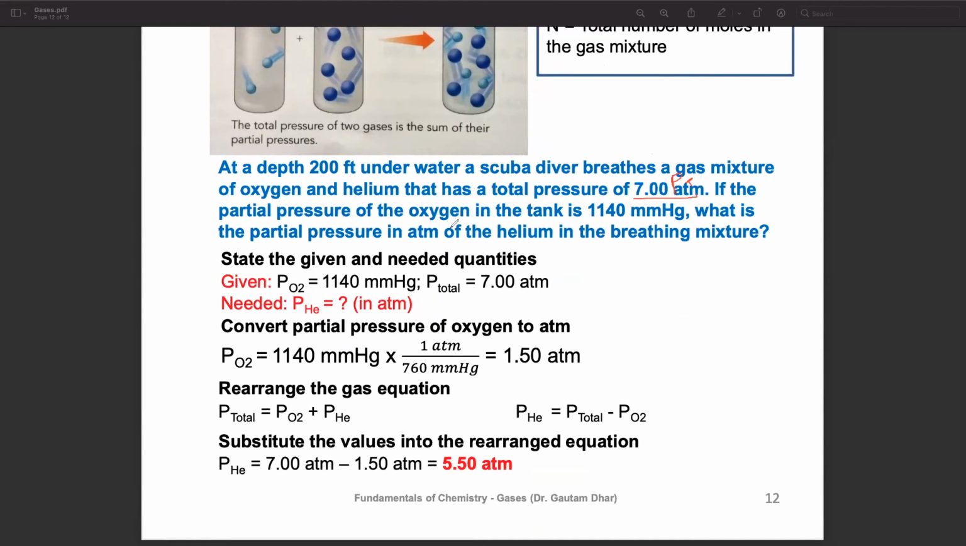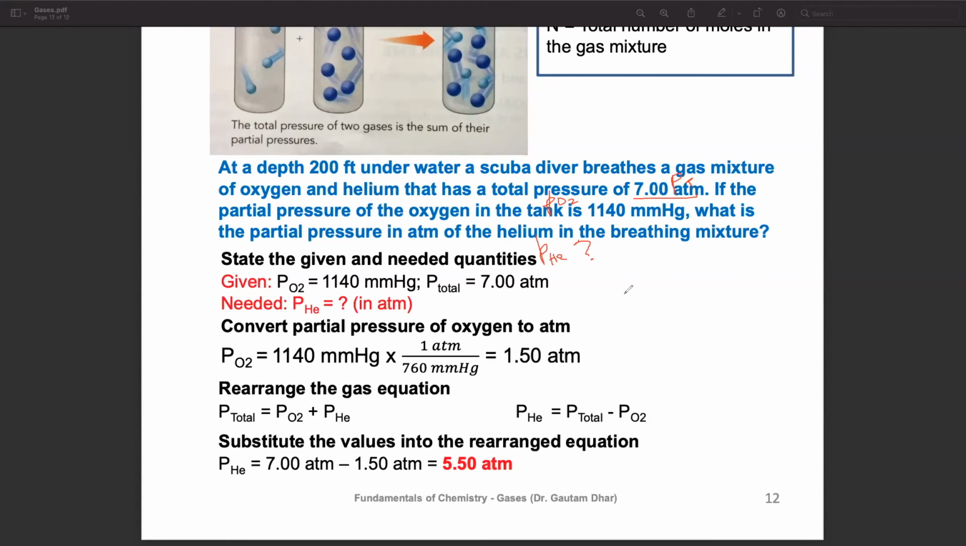If the partial pressure of oxygen, so PO2, is 1140 millimeter of mercury, what is the partial pressure in atm of the helium? So the question is, what is that of helium in the breathing mixture? Now, this is atm and millimeter of mercury.